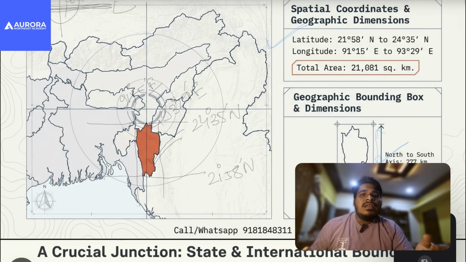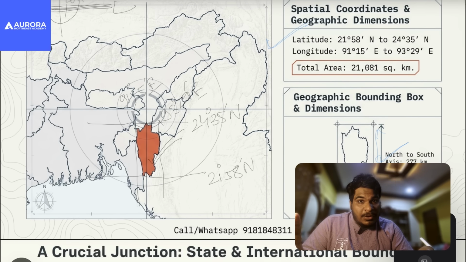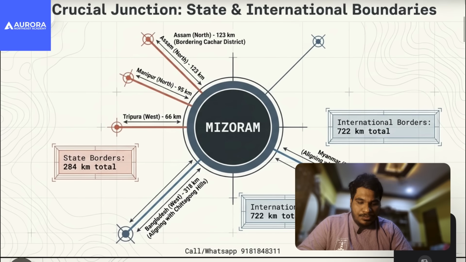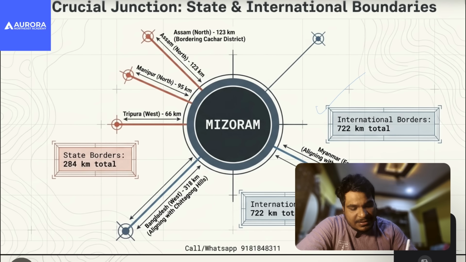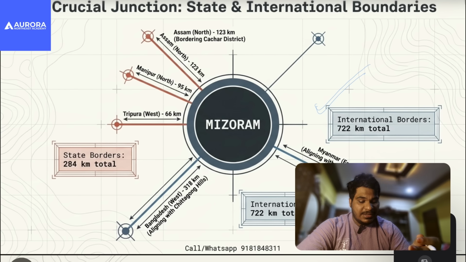We'll have some idea now about its borders. Remember, Mizoram shares international borders. Mizoram also shares borders with other states of India. So let's have a look. This is what you have to learn by heart. These are important facts, because the international border of Mizoram is not around 700 but 722 kilometer. You have to know the fact precisely. Coming to state borders, the state border of Mizoram is 284 kilometers, and you will have to memorize the state boundaries.